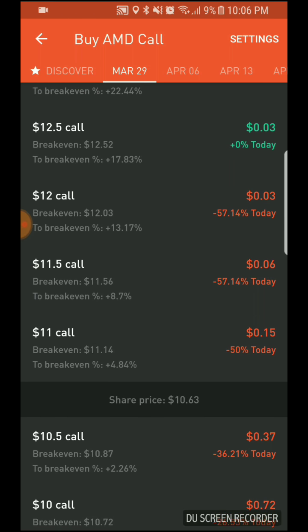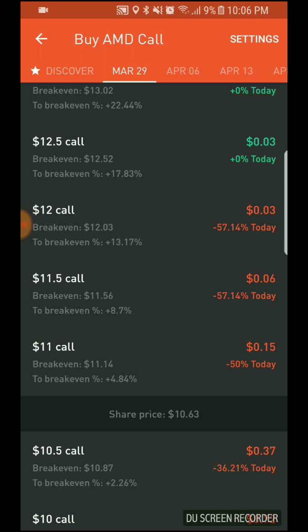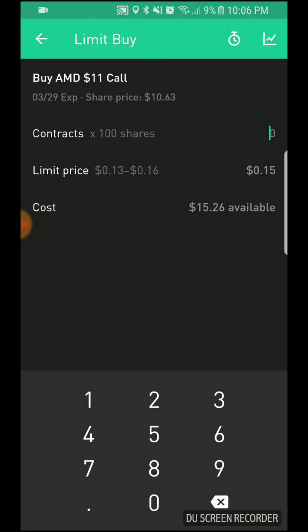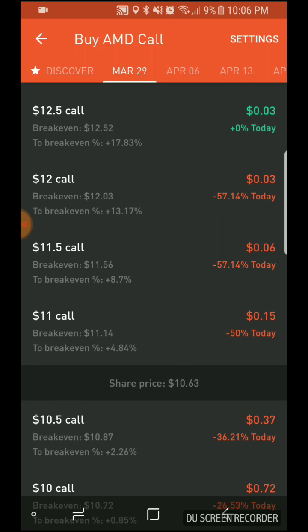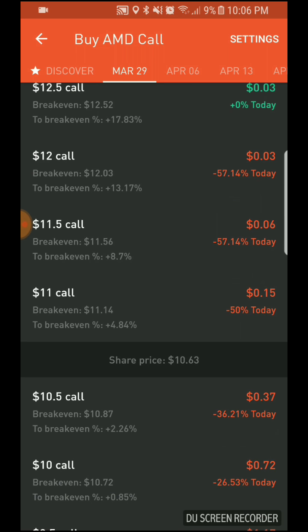So if you are new, the strike price is the price that you think the stock is going to go up to, along with the premium that you pay, which is right here. So right now AMD is about $10.63. If you buy 100 shares, it will cost you roughly $1,063. So that's what's going to happen if you buy 100 shares.